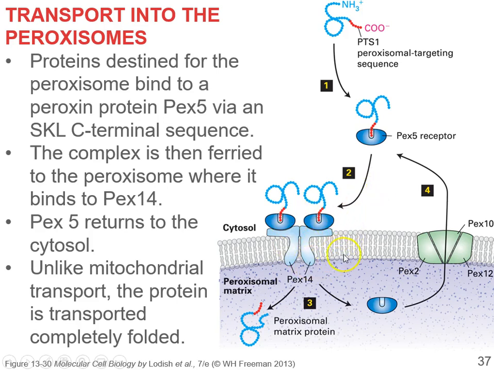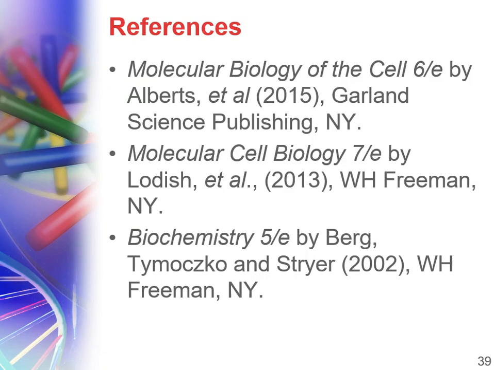And then the PEX14 helps transport these peroxisomal proteins into the matrix of the peroxisome. And again, the PEX5 is returned for recycling. This is a little bit different. The peroxisomal proteins are transported completely folded, whereas the mitochondrial membrane or matrix proteins were transported unfolded. So that is our journey through section 2, how we transport proteins to the mitochondria and the peroxisomes.